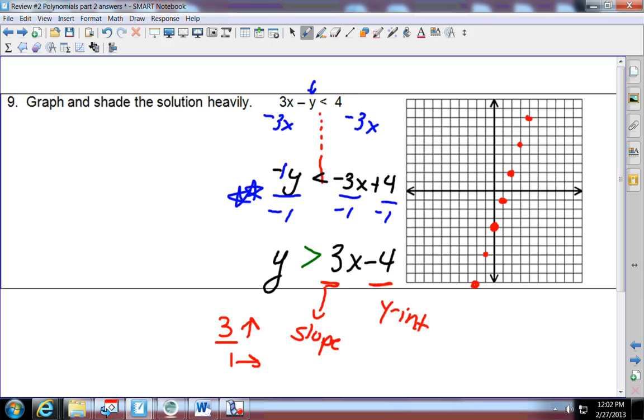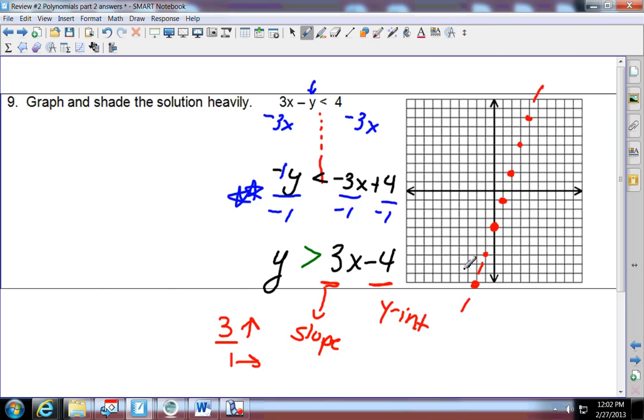Now what type of line do I draw? A dashed or a solid? It is a dash. The only time you use solid is if it's equal to. Nothing on this line is in the solution set.